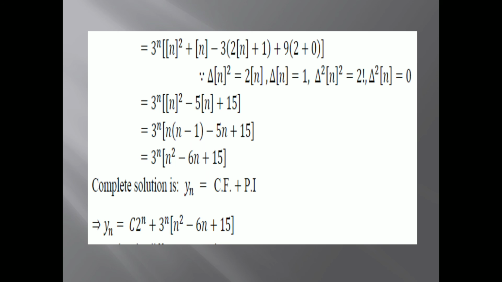The final solution of the particular integral is 3 raised to n into n square minus 6n plus 15. So the complete solution yn is given as CF plus PI. Therefore the complete solution yn is equal to c into 2 raised to n plus 3 raised to n into n square minus 6n plus 15.